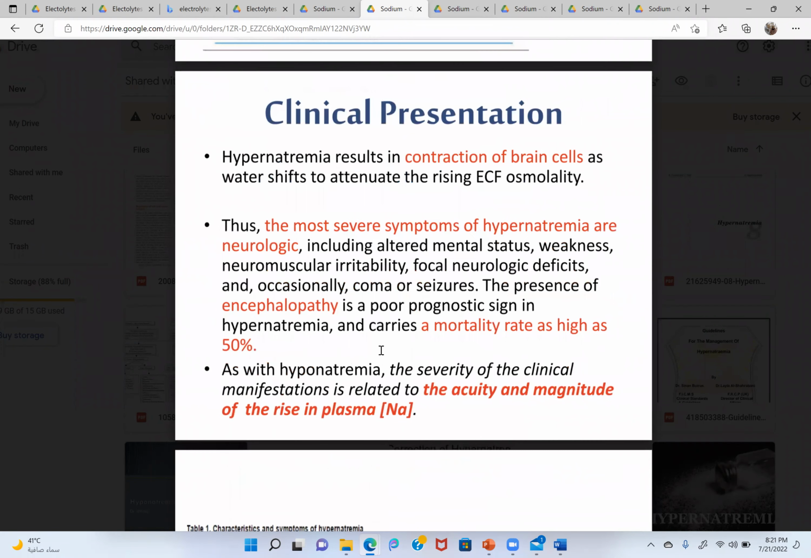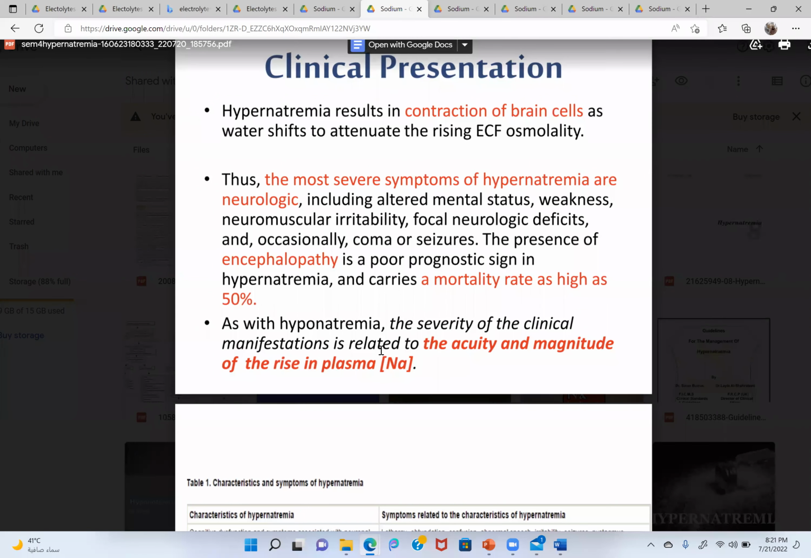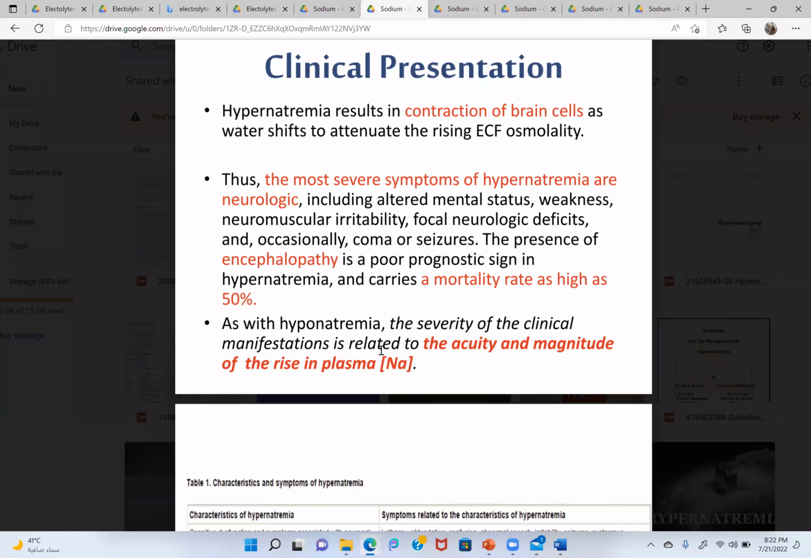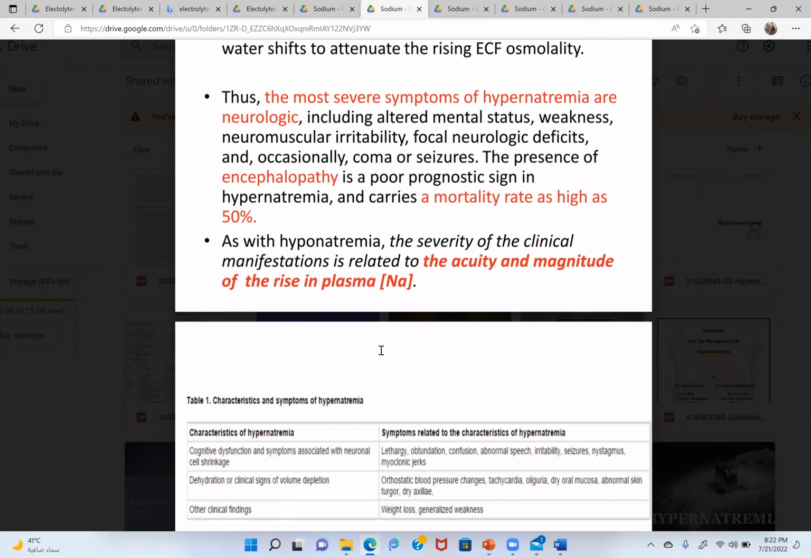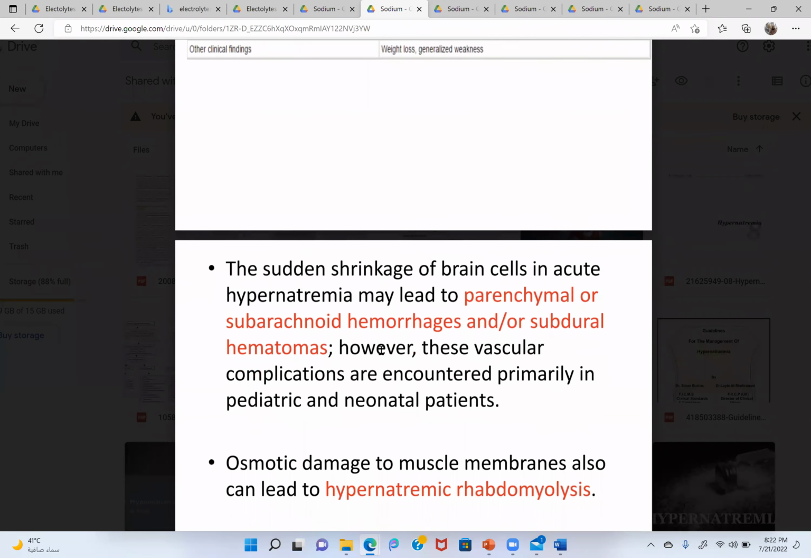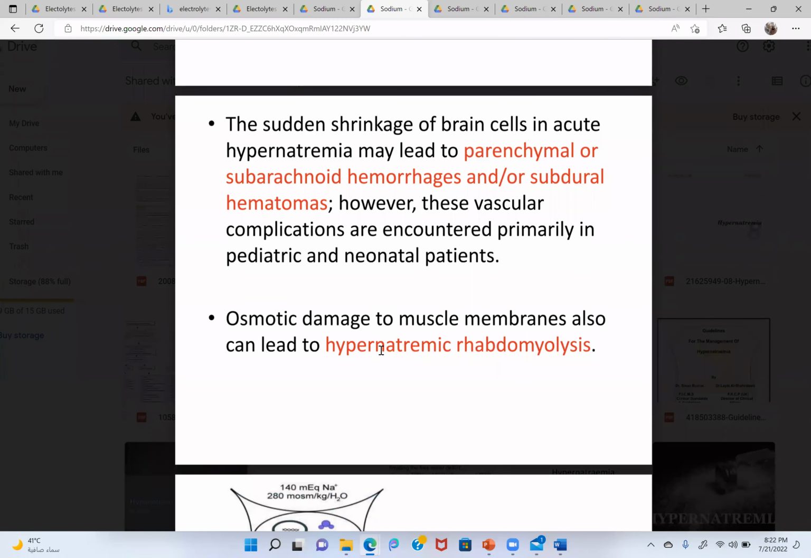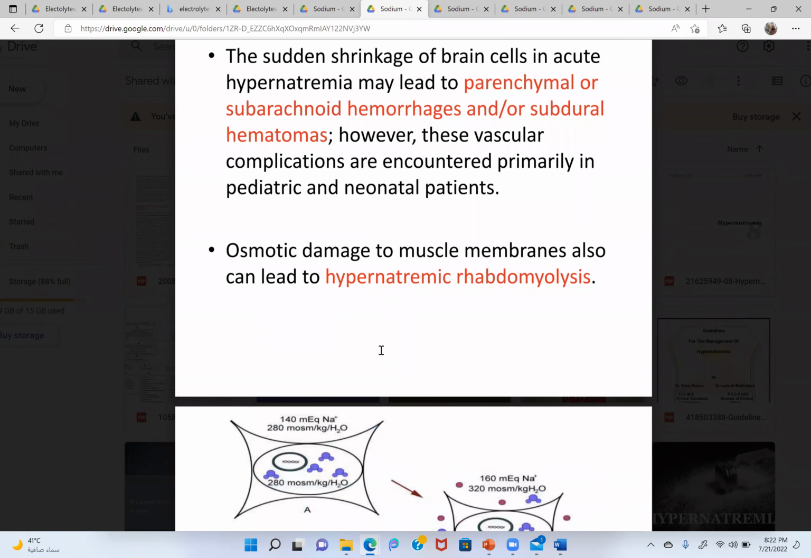So what will be the clinical features? It will be altered mental status, weakness, irritability, because of contraction of brain cells. That's the most important thing. And it will result in encephalopathy, seizures, and it can even lead to mortality. Osmotic damage to muscle membranes also can occur.